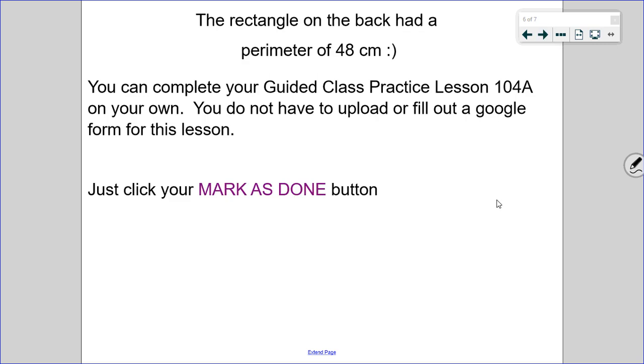I hope you came up with 48 centimeters. The rectangle on the back had a perimeter of 48 centimeters. The top and the bottom sides were 10 centimeters and the 2 long sides were 14 centimeters. So when you add all 4 numbers up, you would get 48 for your sum or your total.